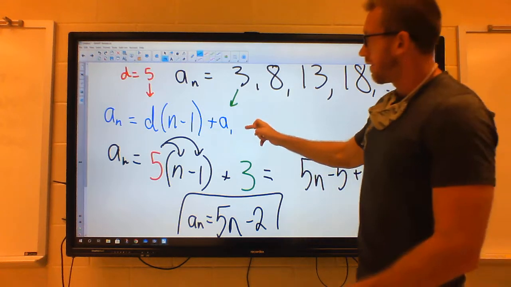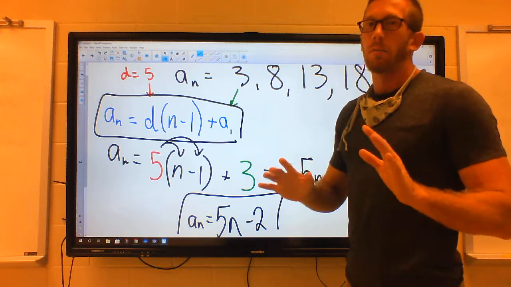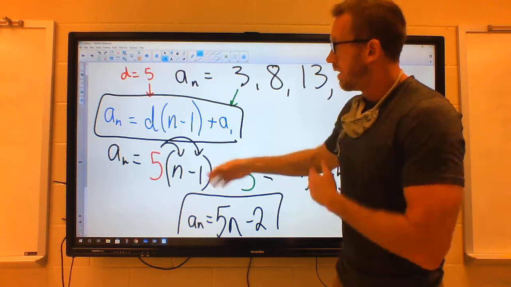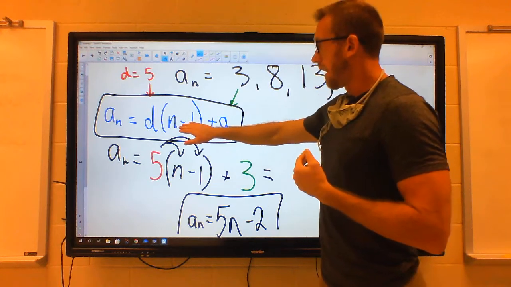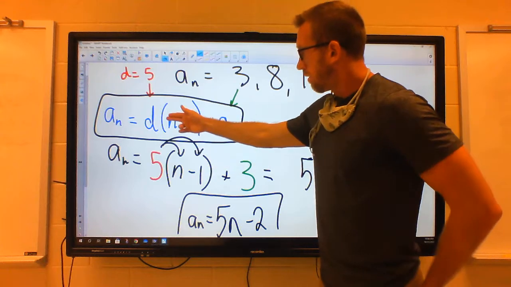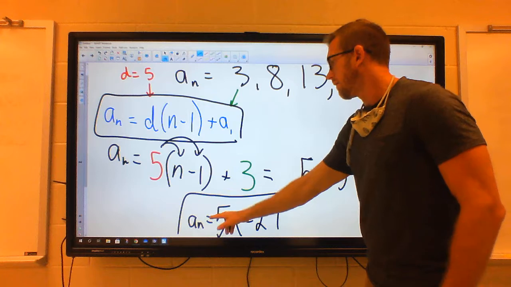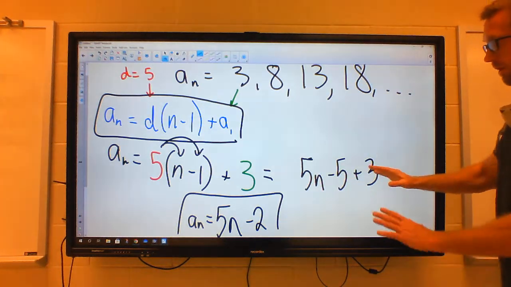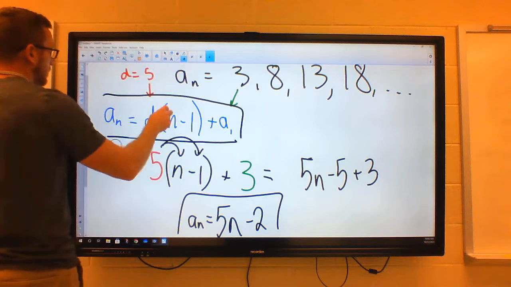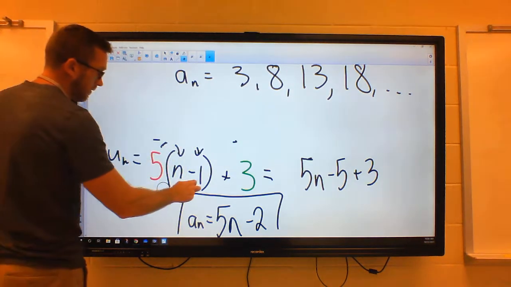That is if we use this formula, which works every single time. This formula will always work in finding the explicit rule: an equals d times n minus 1 plus a1. Plug in our d, plug in our a1, distribute, and simplify by combining like terms. 5n minus 2. That is the first way you could have solved this.